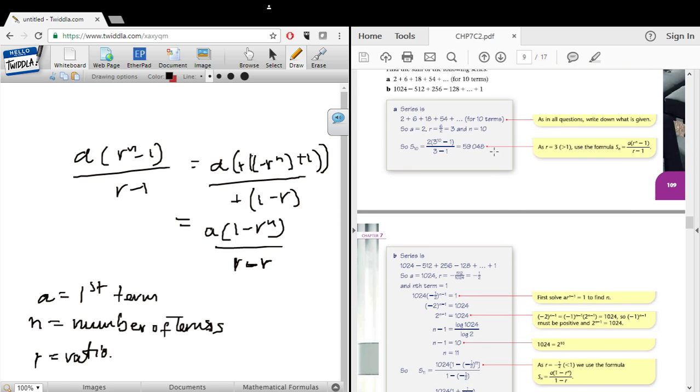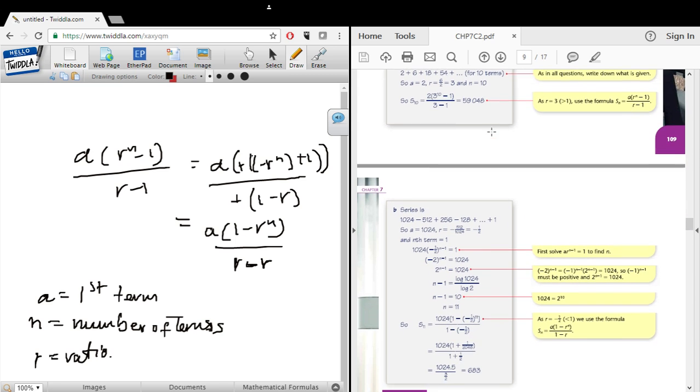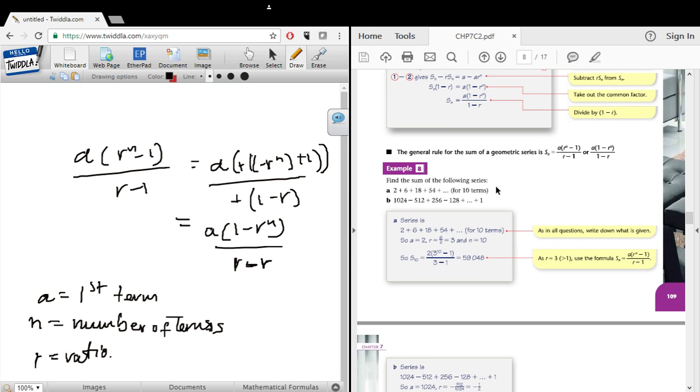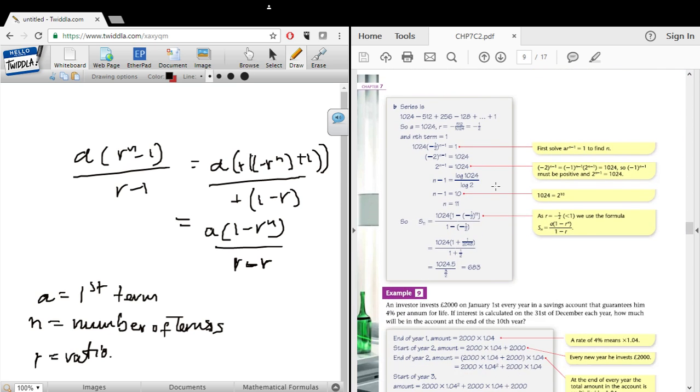And so for B, you can see the similar thing is done. So here are the terms that you have. You have A here, which is 1024, and then you have N, and you have R. So R is minus a half, and the nth term equals 1. So AR to the power of n minus 1 equals 1. That's the nth term. So you can find out that there's 11 terms.